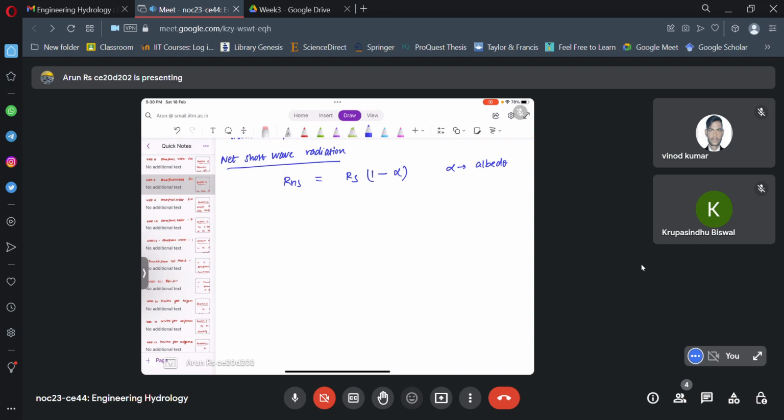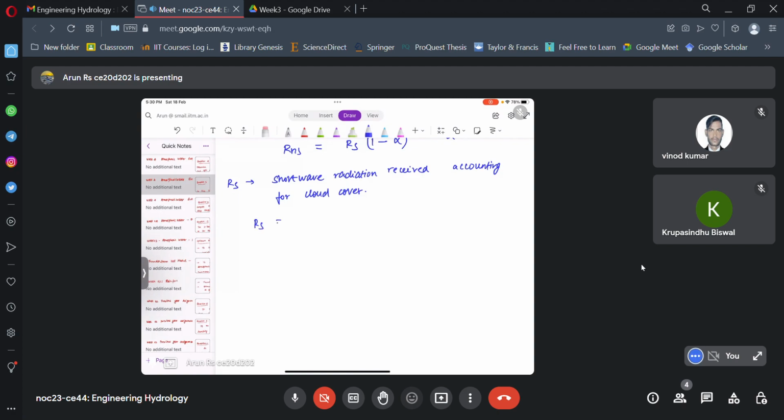And so what is RS in this? RS is shortwave radiation received, accounting for cloud cover. So RS as an expression: RS is equal to RA into AS plus BS into small n by capital N.